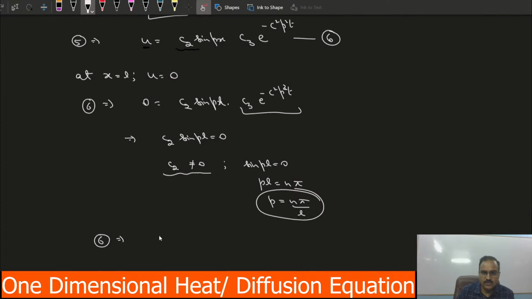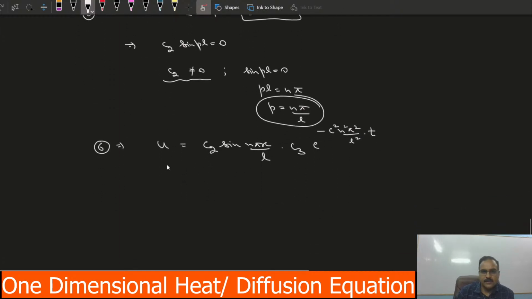So equation 6 reduces to u is equal to c2 sin of n pi x by l into c3 e raised to power minus c square p square, where p square is n square pi square over l square, into t. So this is the value of u. Now I'll take c2 c3 sin of n pi x by l into e raised to power minus c square n square pi square over l square into t, and let it be equation number 7.